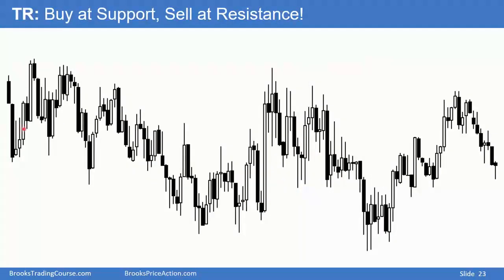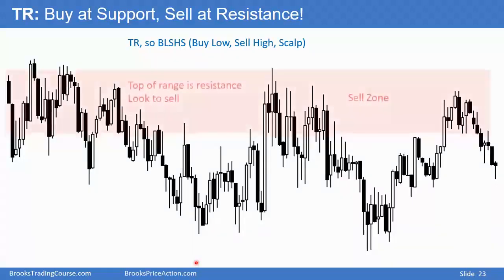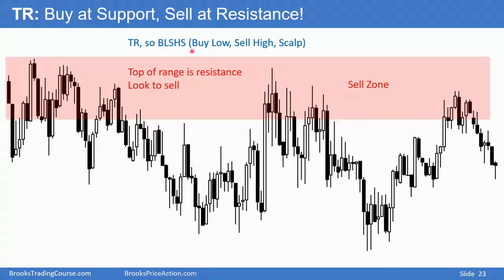Clearly a trading range, lots of reversals. Trading range, so you buy low, you sell high, and you scalp. In general, you should look to sell maybe in the top third, top half, expecting continued resistance and expecting every probe up into that area to fail and lead to a reversal down. That's the sell zone.